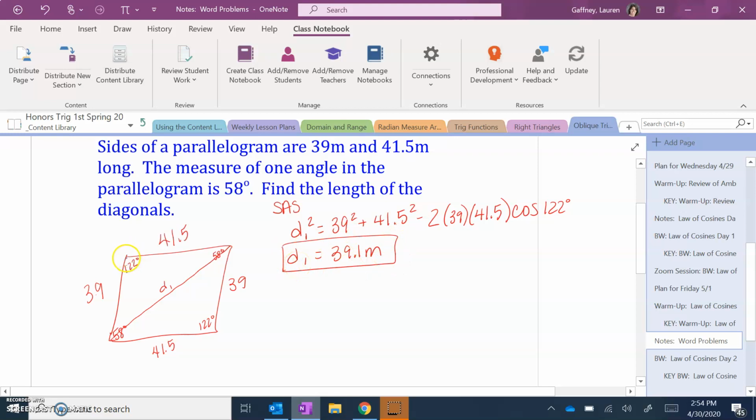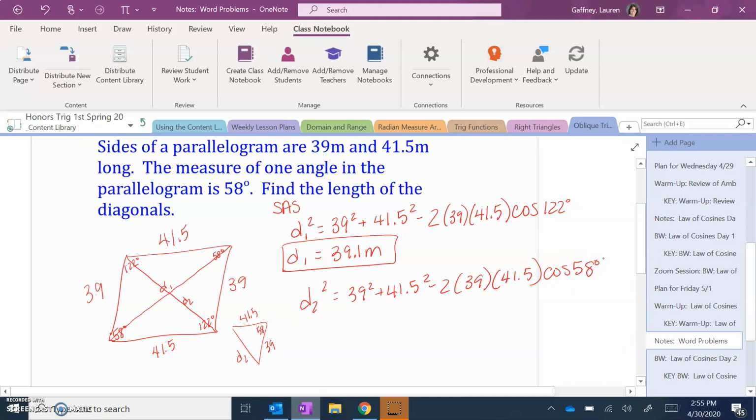Okay. Now, we need to find the other diagonal as well. Let's call this one D2. Now I'm going to look at this triangle. Just so you can be clear on what I'm looking at, I'll draw a small sketch here. You can see that this is 58, 41.5, 39. Very similar. So d2 squared is equal to 39 squared plus 41.5 squared minus 2 times 39 times 41.5, but now the angle across from that diagonal is cosine of 58 degrees.